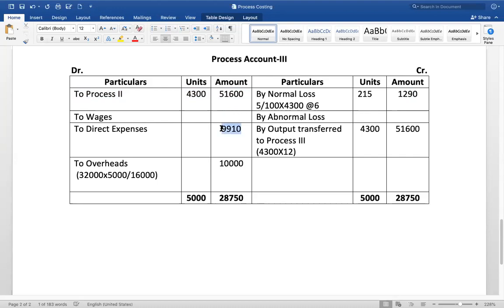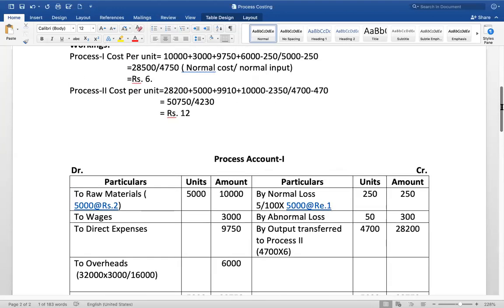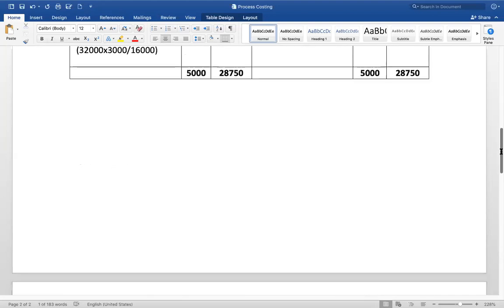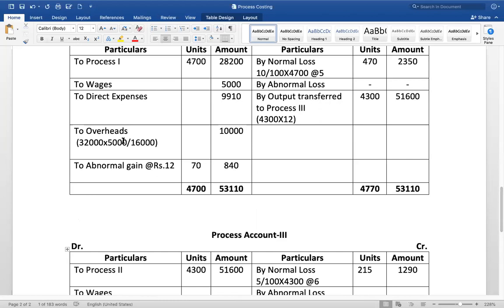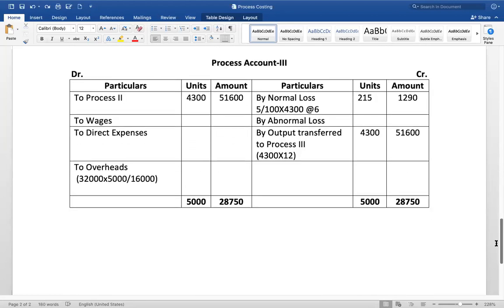Okay, I'm deleting this. I'm deleting this also. And here, look at this overheads. How do we calculate overheads? 8,000 by 16,000 into 32,000. Sorry, I did it in this one. Next process. 8,000 by 16,000 into 32,000. What's the amount? 50% of 32,000 is 16,000.